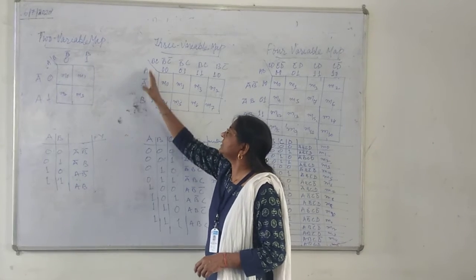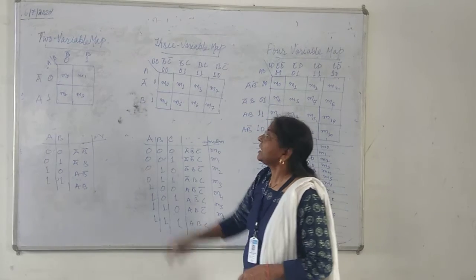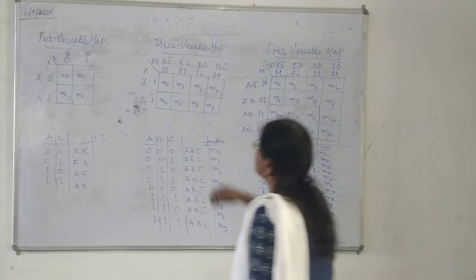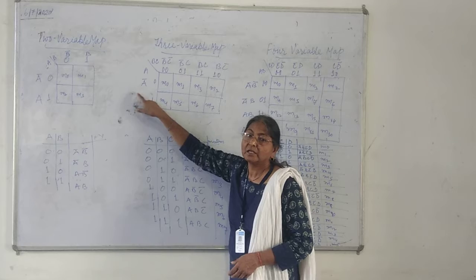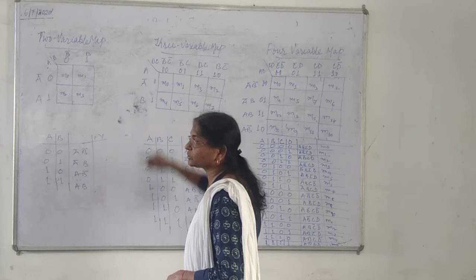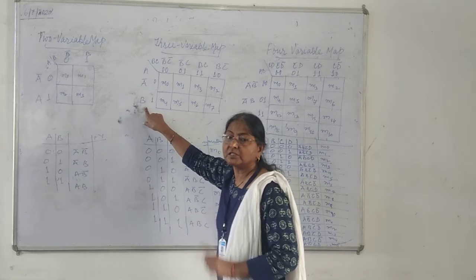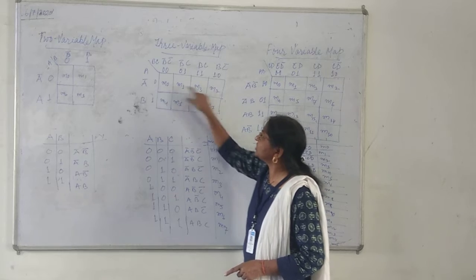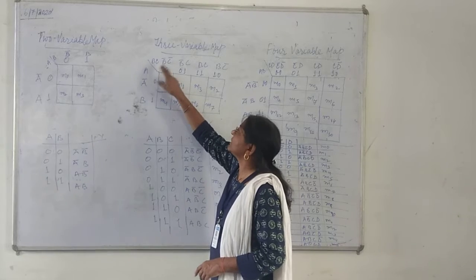One variable is taken on this particular line and 2 variables are taken on the horizontal line. A, B, C are the variables, and here I have assigned values to the variables. In the first row, I have given A equal to 0, so it has been written as A bar. In the second row, I have written A equal to 1. It means for this particular row the value of A is 0, and for this particular row the value of A is 1. Here I have taken 2 variables, BC.